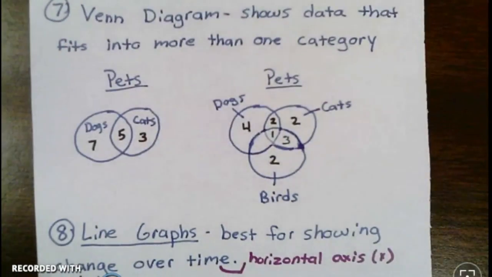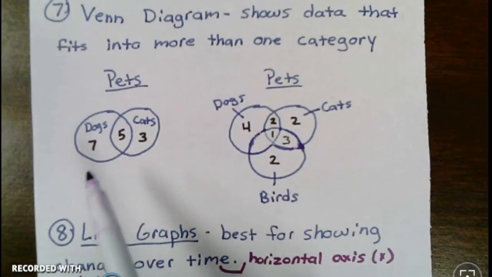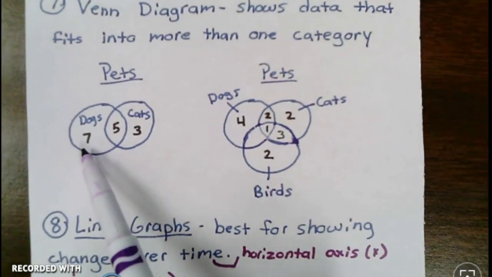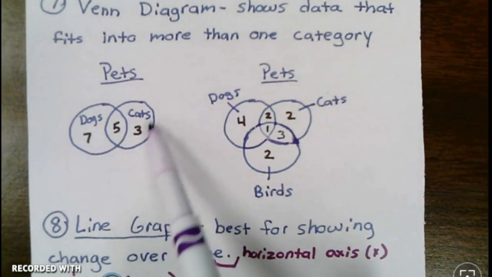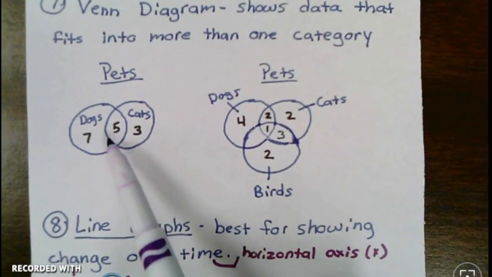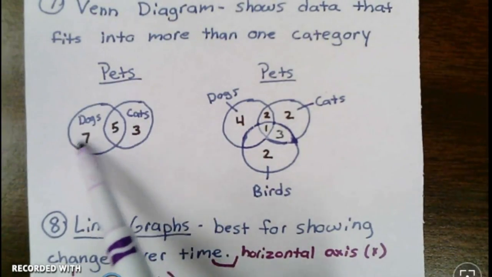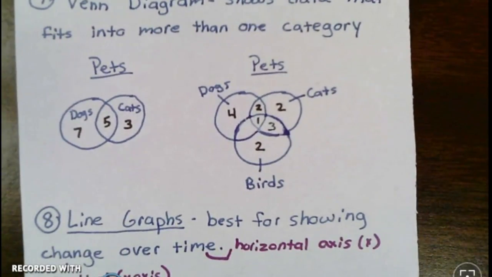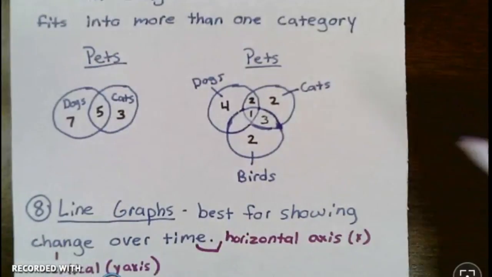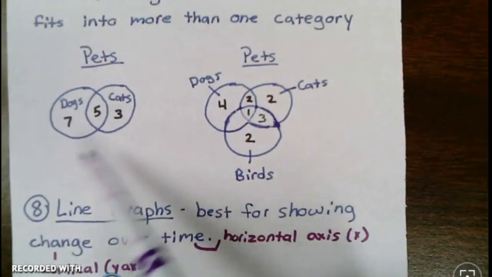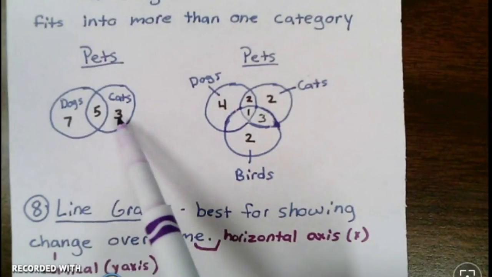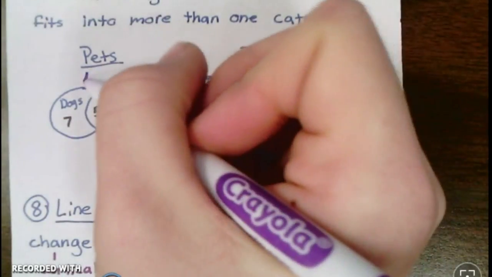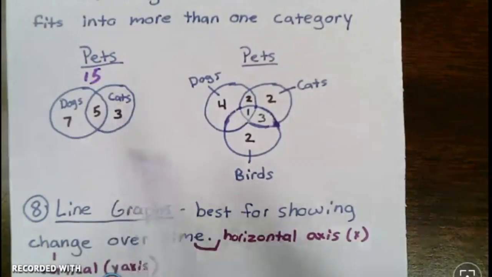All right, Venn diagrams. Venn diagrams show data that fits into more than one category. So if we had our dogs and our cats, but some people had both. So here, 7 people had just dogs. 3 people had just cats. And 5 people had both dogs and cats. So that's why they are in the 2 columns together. Okay? If I want to know how many total people were surveyed, I would add up all of these. So 7 plus 3 plus 5 is 15, which means there were 15 total kids asked about their pets.